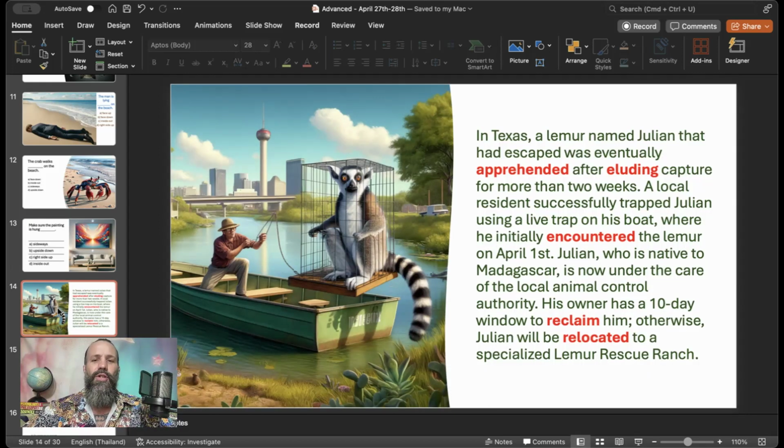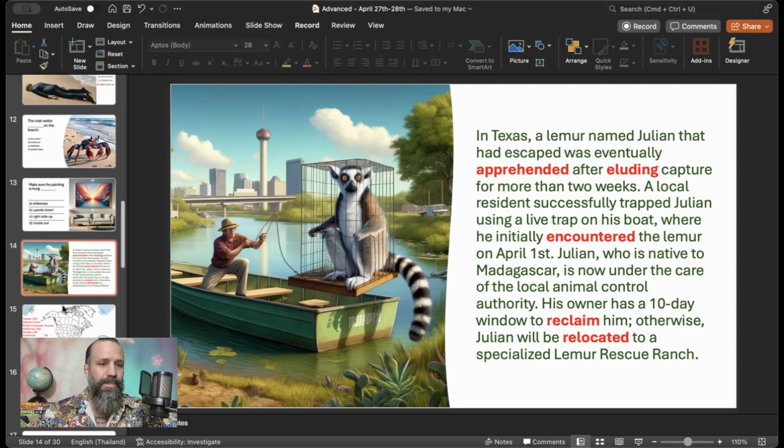Let's get into our first story, which entails in Texas, a lemur named Julian that had escaped was eventually apprehended after eluding capture for more than 2 weeks. A local resident successfully trapped Julian using a live trap on his boat, where he initially encountered the lemur on April 1st. Julian, who is native to Madagascar, is now under the care of the local animal control authority. His owner has a 10-day window to reclaim him. Otherwise, Julian will be relocated to a specialized lemur rescue ranch. Fair enough, right? Here we go.